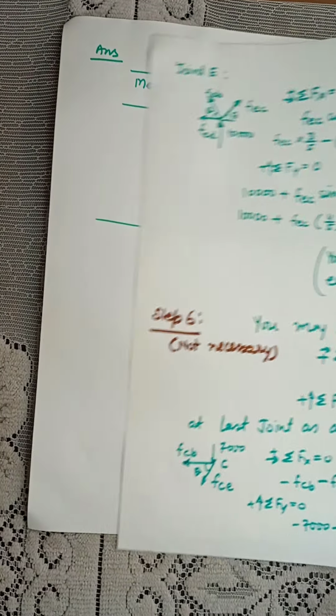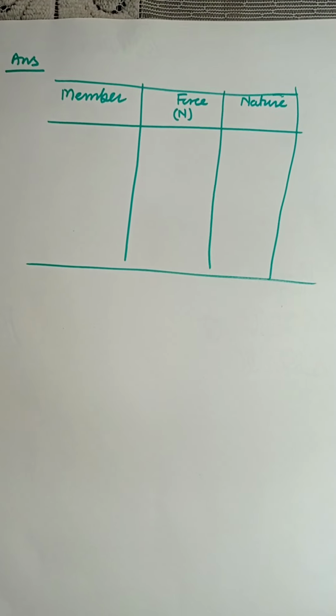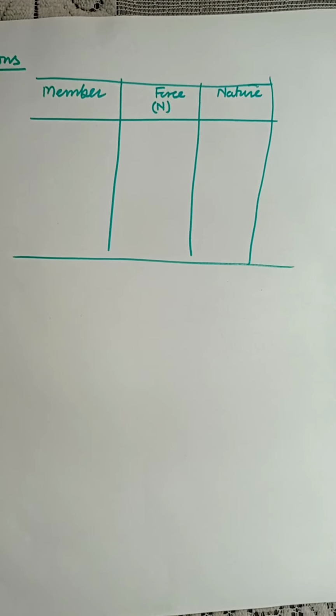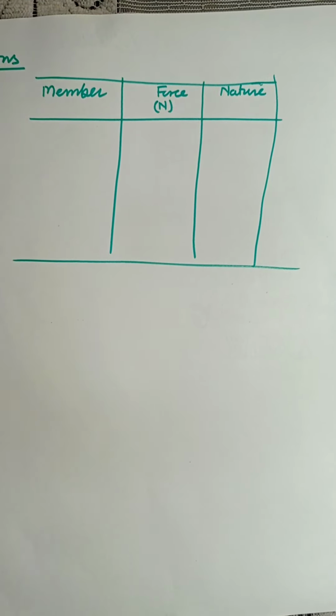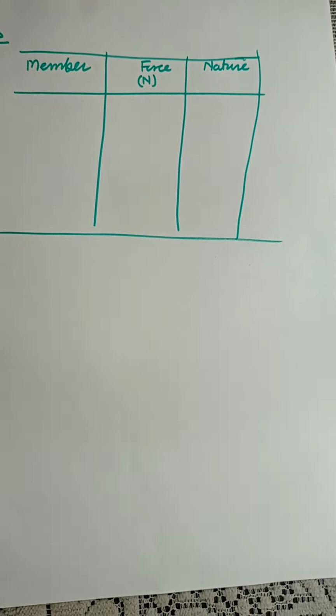Finally, when you represent the answer, you can make a table in this form. You can write member, force and nature. Now you can remove the sign and give the amount of force. If it comes with a positive sign, you say tensile, otherwise compressive.